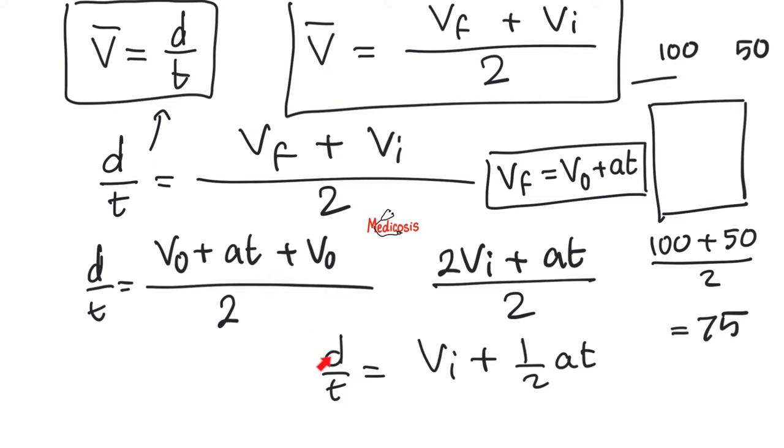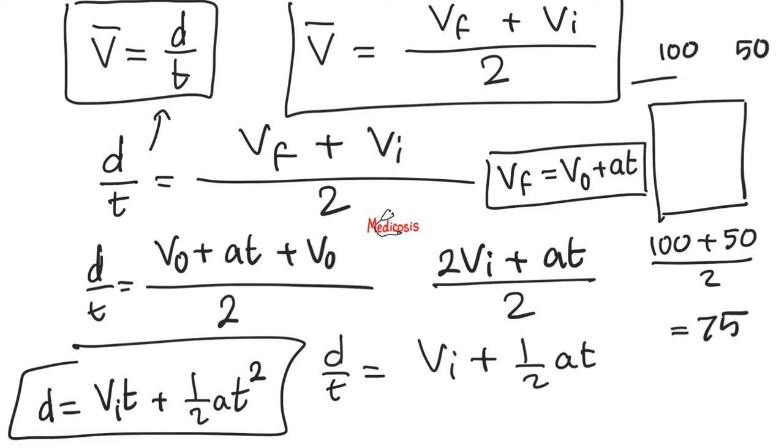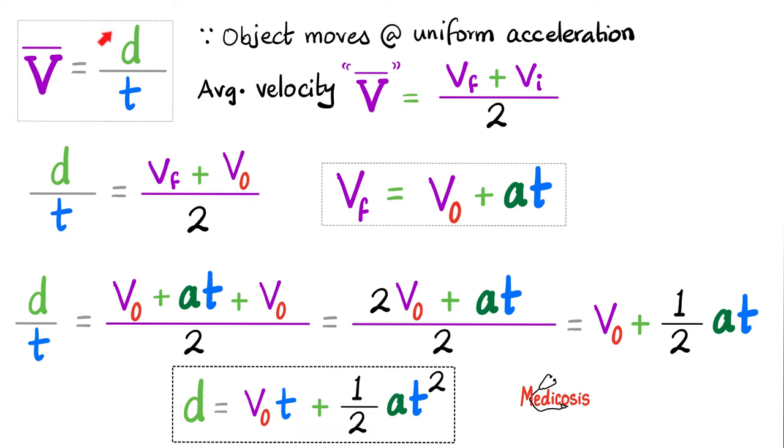What if I want D alone? Let's multiply each side by T. So displacement equals V initial times T plus half AT times T, or T squared. And this is the equation that we need to learn about now. If the average velocity is total distance over total time, and the average velocity is also V final plus V initial over 2, therefore this equals this, all right?